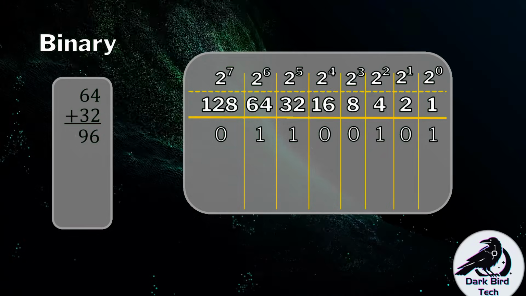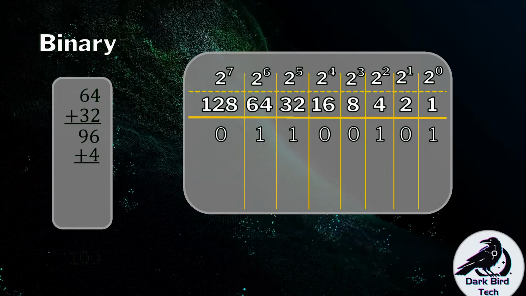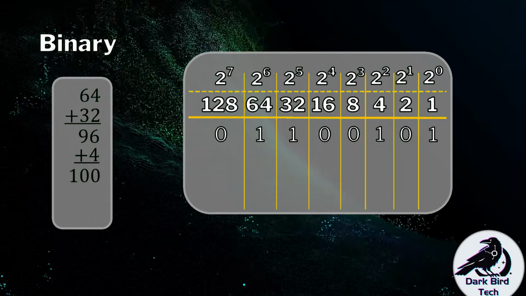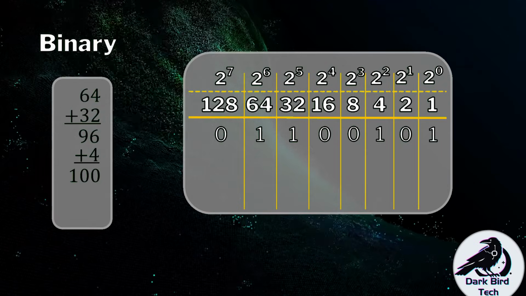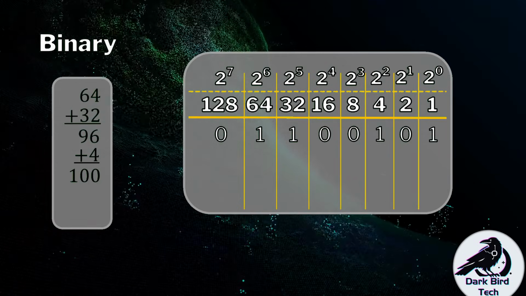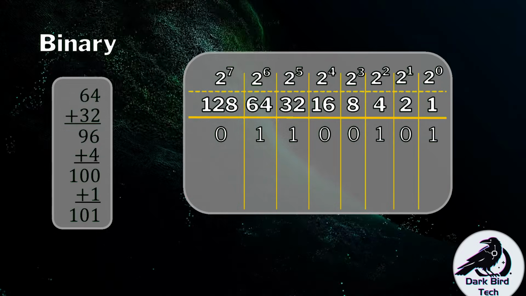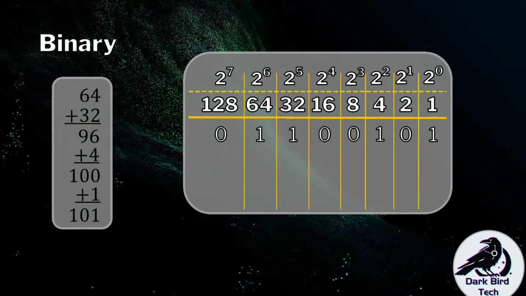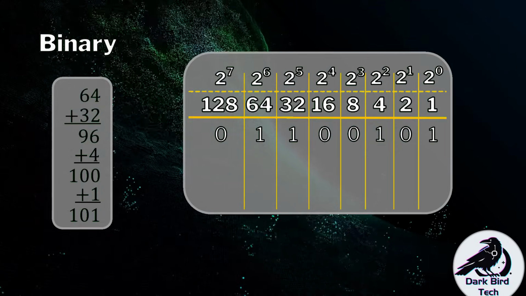I do have a 1 under the 4 column, so I'm going to say 96 plus 4. That gives me 100. Now I've got a 0 under the 2 column, so again, I'm not wasting time or ink. Let's move on. And I've got a 1 under the 1 column, which means 100 plus 1, and that gives me 101. Fantastic. So now we can go from binary to decimal pretty easily.